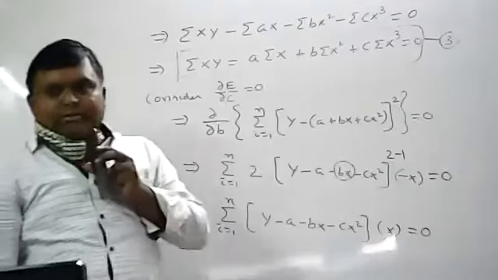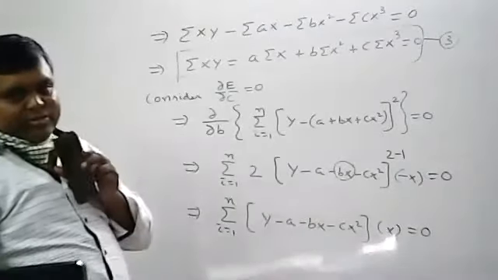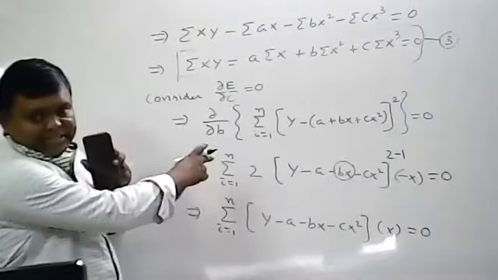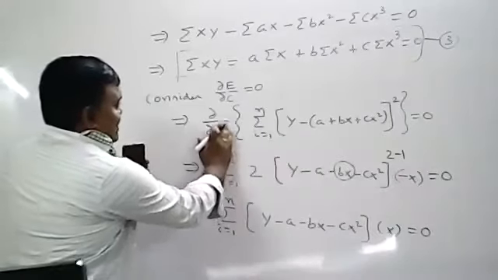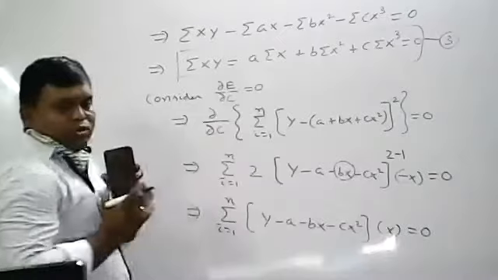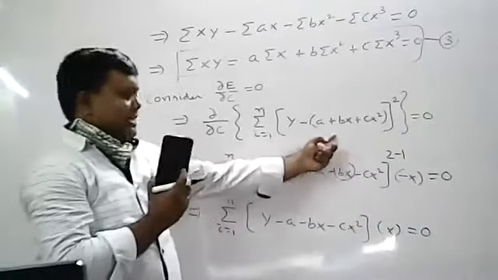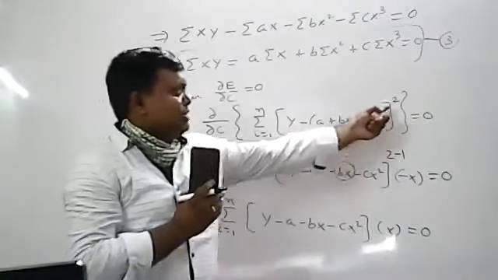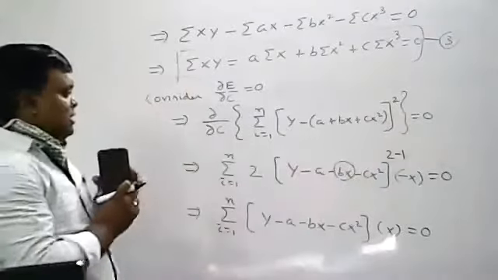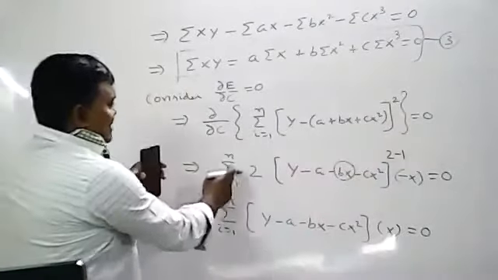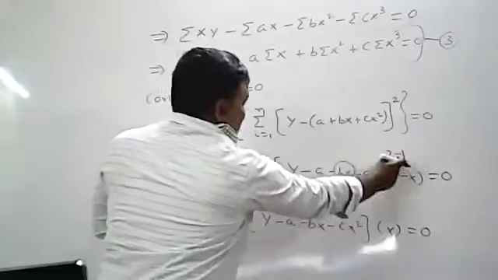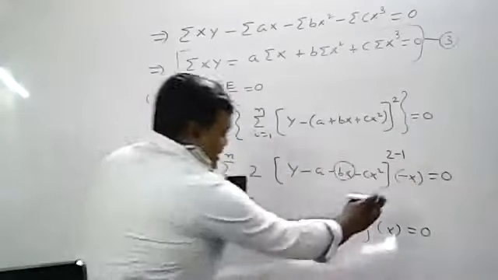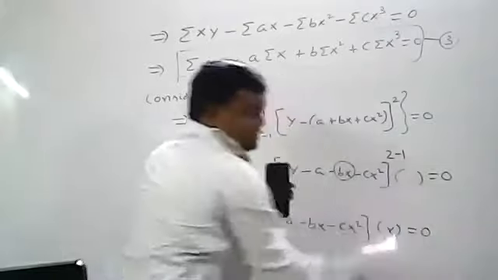Same. Consider ∂E/∂c equal to 0. I will change only here, because the E formula is the same. So what you will get: ∂/∂c of E, and E means the summation i equal to 1 to n of (y minus a minus bx minus cx square) whole square, equivalent to 0. Now same, summation i equal to 1 to n, 2 into (y minus a minus bx minus cx square) power 2 minus 1. Now only this term changes here.